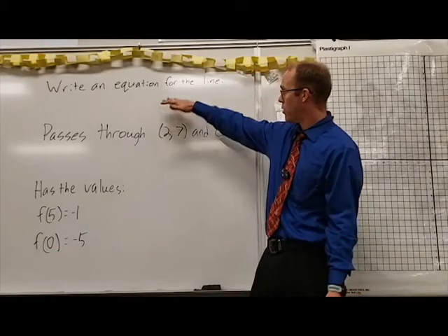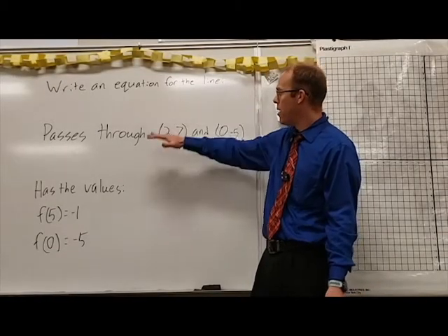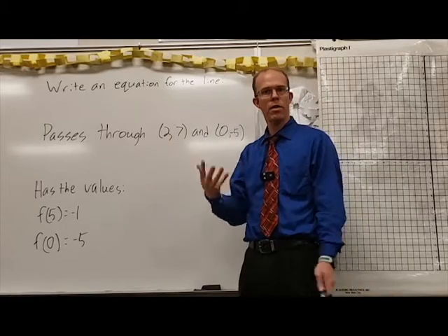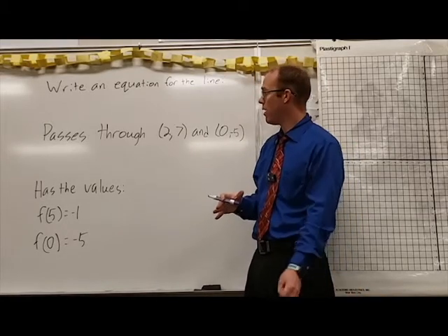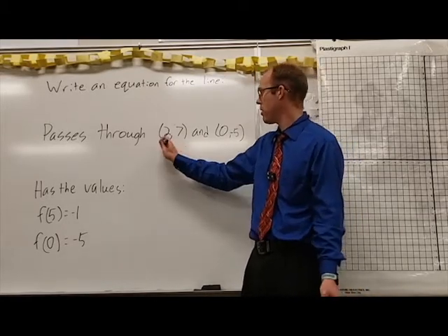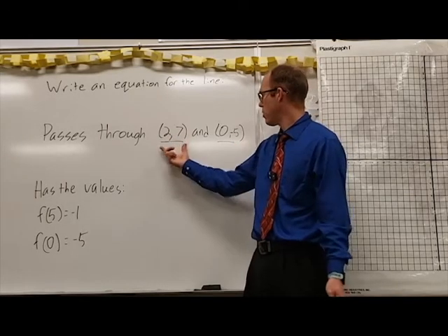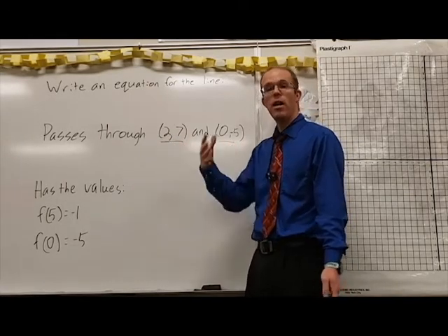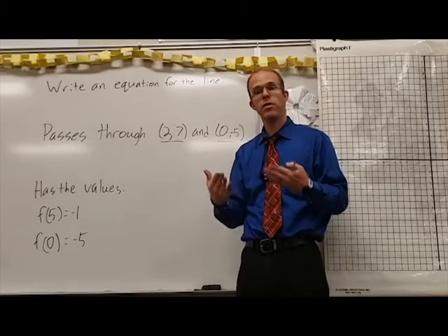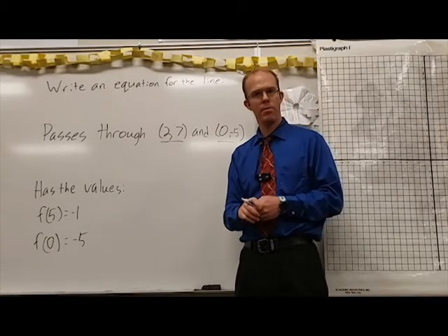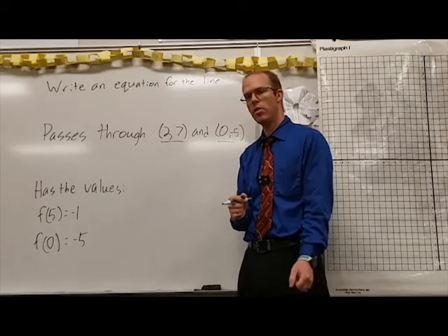We are again tasked with writing equations for a line, but this time we're not given a graph or a table of values or any information except some points that it passes through right here. So we've got these 2 points. It passes through (2, 7) and (0, -5). I'm going to graph those, find the slope, and then find the y-intercept from that graph, and then we'll be able to write the equation for it.